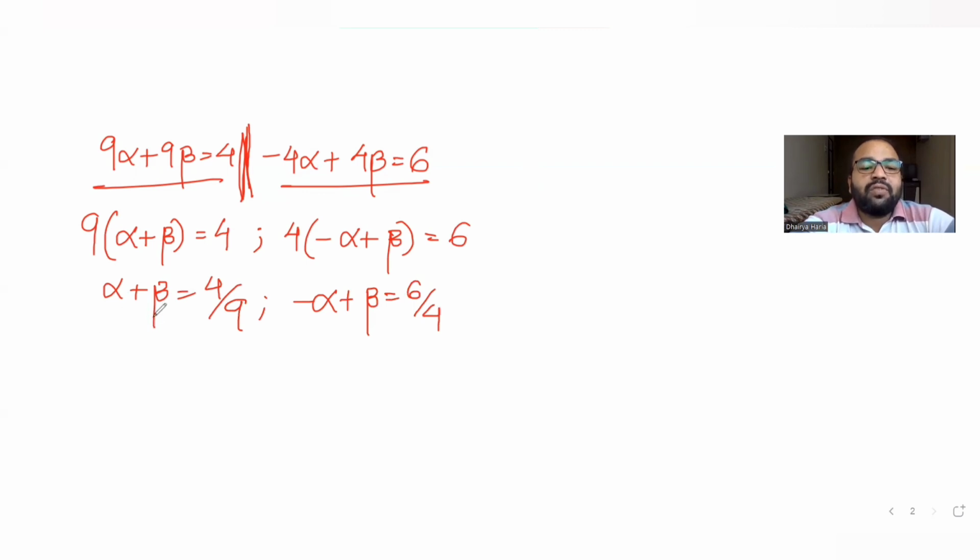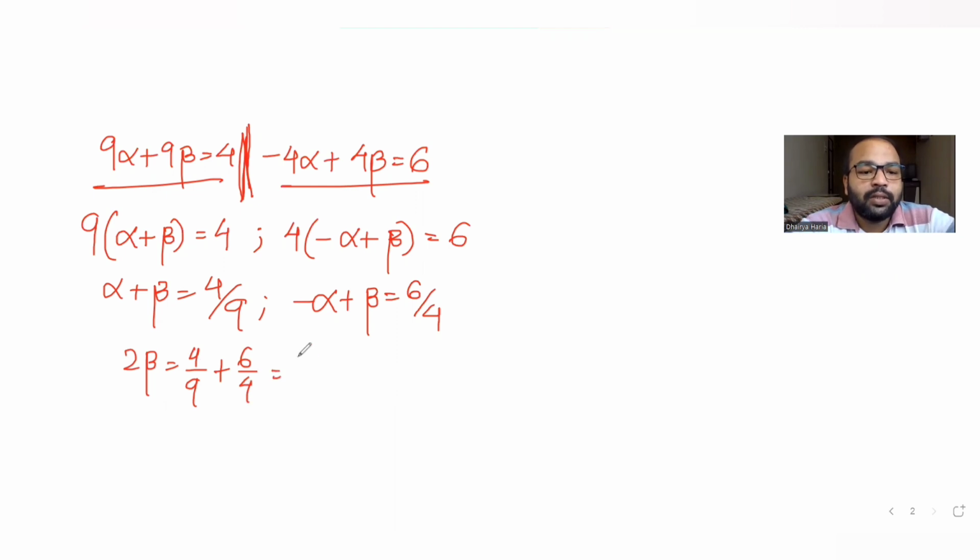If I try to solve this further, let's find the values of alpha and beta. Adding the two equations, I can directly eliminate alpha. If I add the two equations, alpha minus alpha becomes 0, beta plus beta becomes 2 beta. That's equal to 4 by 9 plus 6 by 4.